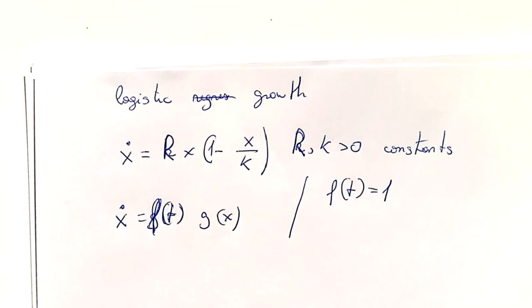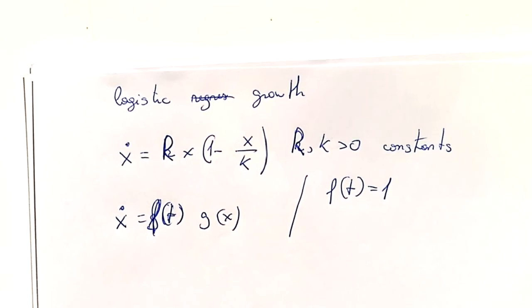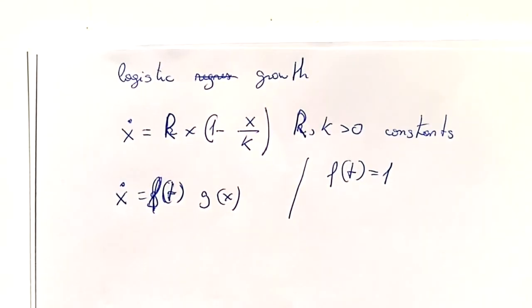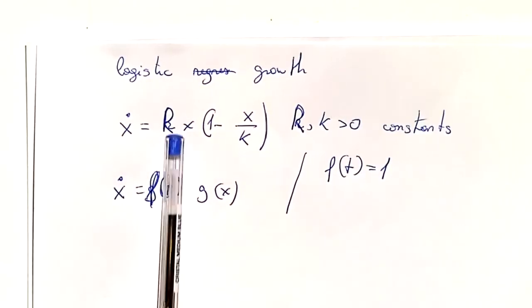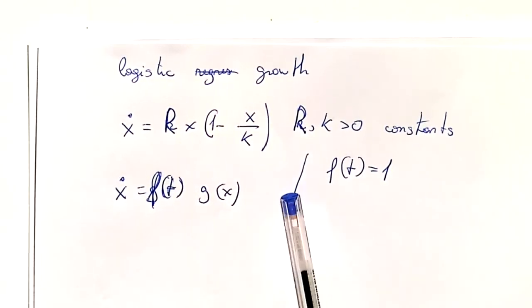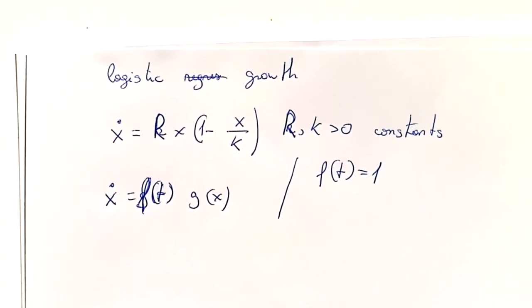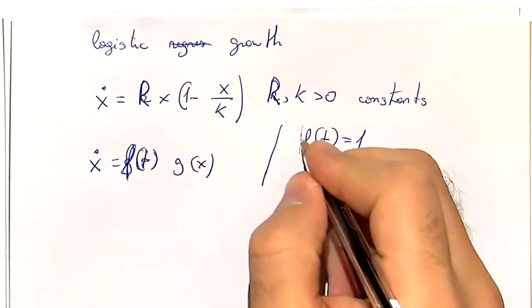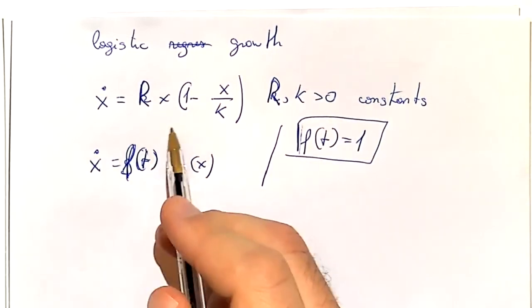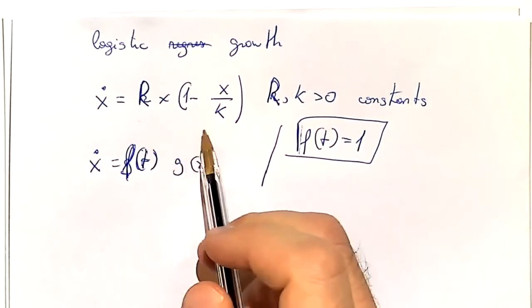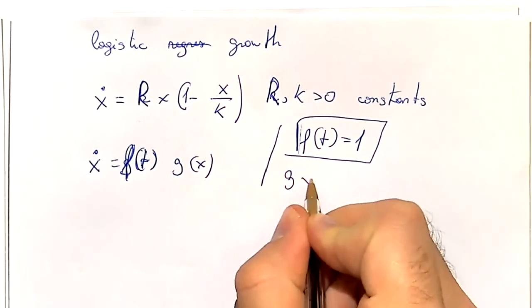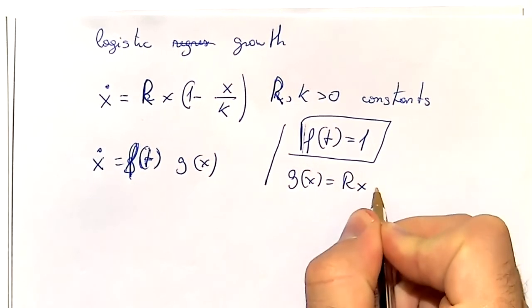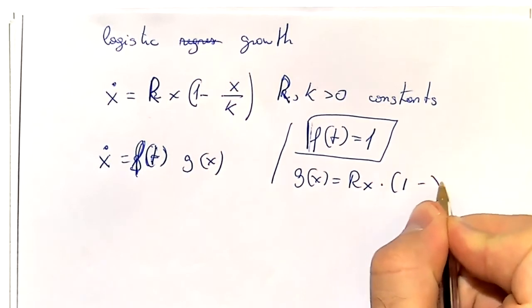So we were at the logistic growth before the fires started, and I said that the logistic growth formula looks something like this: x dot = r x (1 - x/k), with r and k constants. The first step I said was to identify which are your f and g. This is a particular case where f of t is just 1. What does f of t equals 1 mean? It means there's no t here, there's only x's here. So my g of x is just the whole thing, r x multiplied by (1 - x/k).